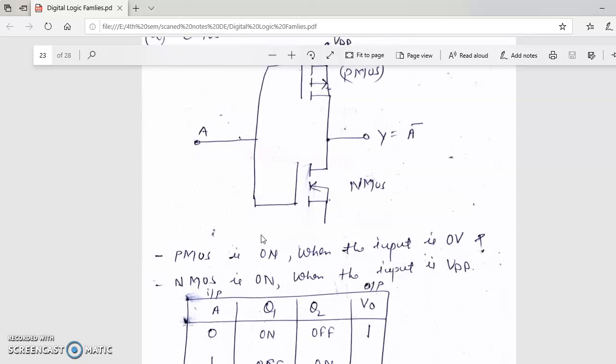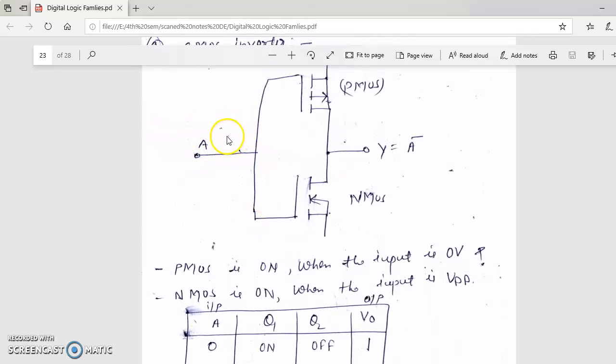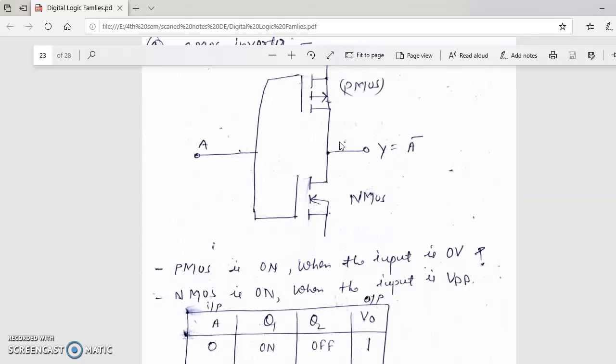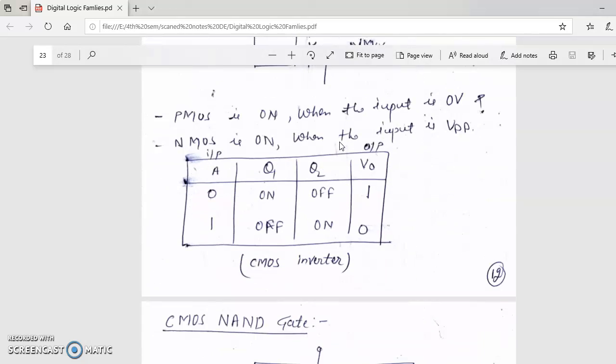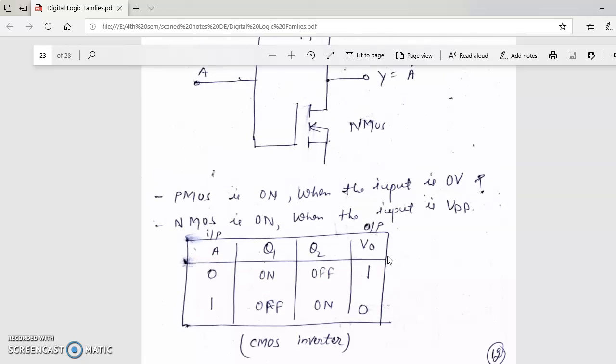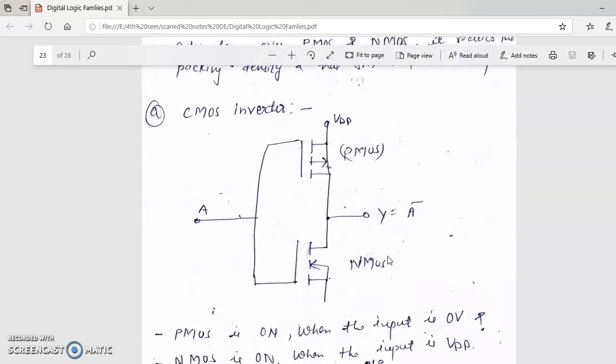If we apply logic 0, one transistor, that is the PMOS, goes on and Q2 is off, then we get the logic 1. PMOS is on when the input is 0 volt, and here when 1 is applied, the NMOS is on. It means NMOS is on for the high logic and PMOS is on for the low logic. This is simply the CMOS inverter. It acts as a CMOS inverter.